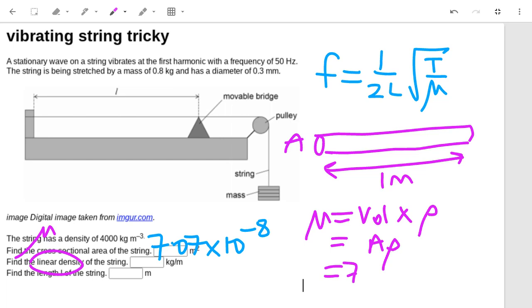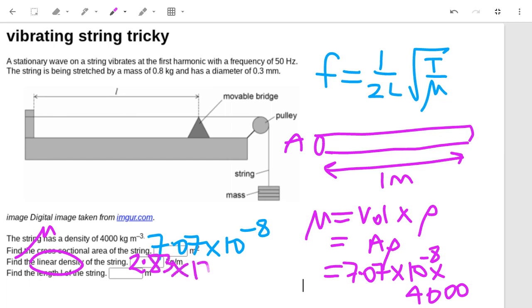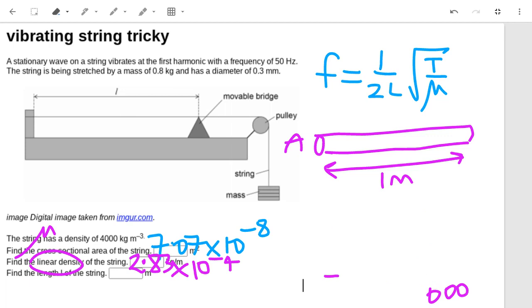So as it turns out, the mass density is the cross-sectional area times the density. So I take my previous answer, 7.07 times 10 to the minus 8, and multiply that by the density, 4,000, which is already in the correct units. That gives me a linear density of 2.83 times 10 to the minus 4 kilograms per meter, which seems okay. Less than a gram, I suppose.